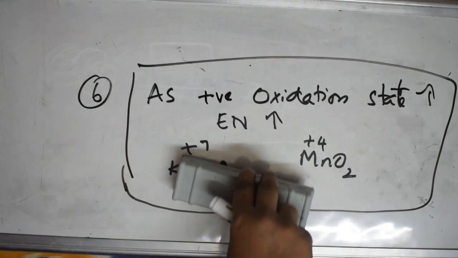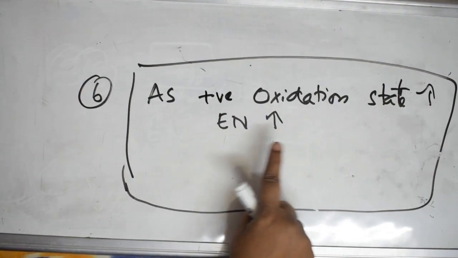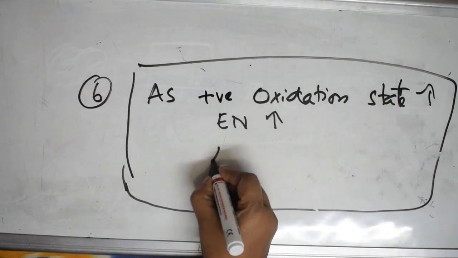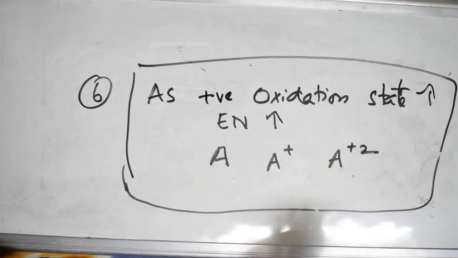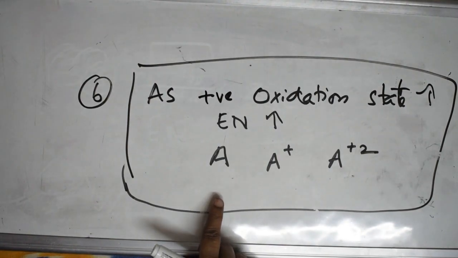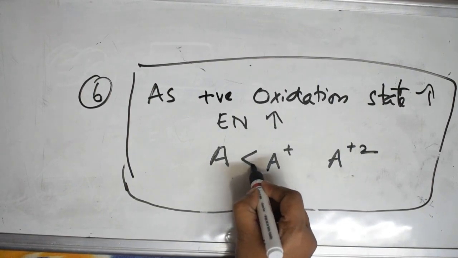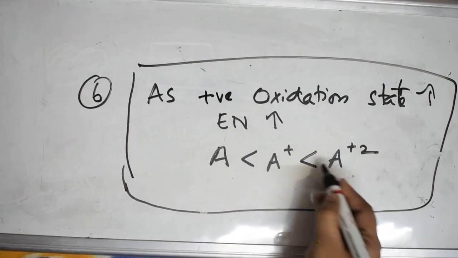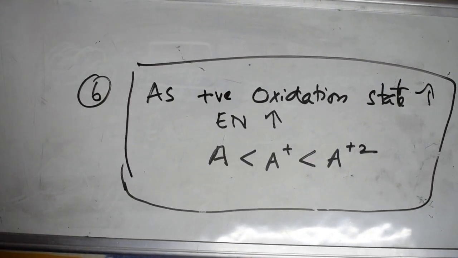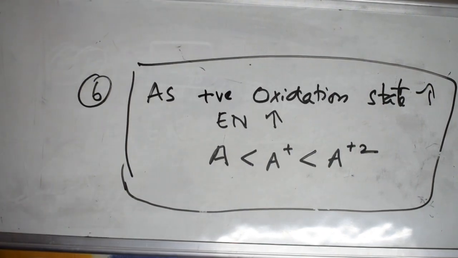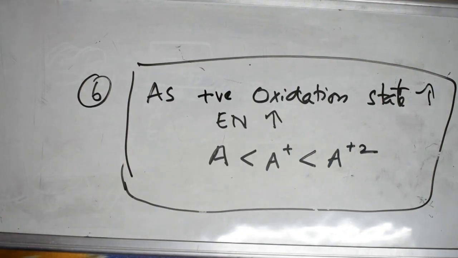Let us write one more example and see for this. I said positive oxidation state increases means electronegativity increases. Suppose I have A+ or A2+, which will be more electronegative? Tell me. Here, this one, isn't it? More positive oxidation state, this one. So A+ will be less electronegative than A2+. So you should remember, as the positive oxidation state increases, the electronegativity increases, so this will be more electronegative compared to this. Done. I'm clear, students?